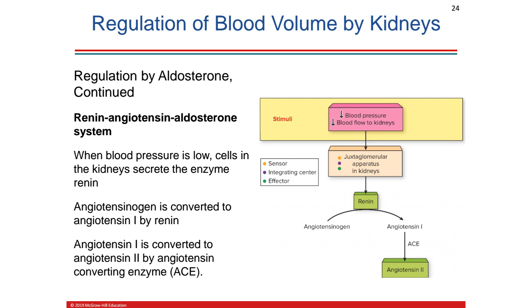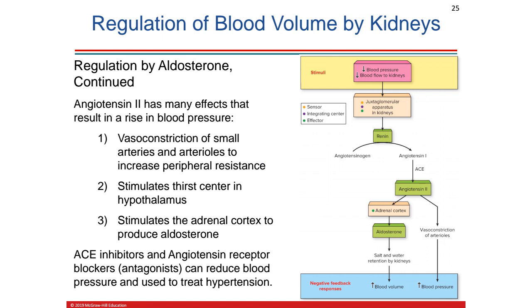Now, angiotensin 1 is then converted to a much more active form of the hormone called angiotensin 2 by an enzyme called ACE. ACE stands for angiotensin converting enzyme. It's mainly located in the capillaries of the lungs. Angiotensin 2 has many effects that result in a rise in blood pressure. Angiotensin 2 causes vasoconstriction of small arteries and arterioles to increase the total peripheral resistance.